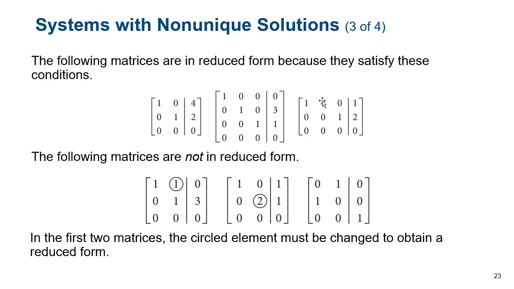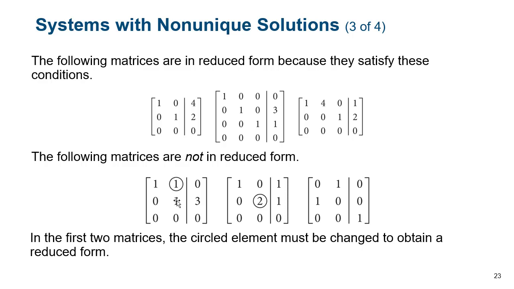Actually, I take that back. This one is reduced because this has to be a 1 and there has to be zeros everywhere else. There is no leading 1 in this, so it doesn't matter what's going on. The next leading 1 is further back from this leading 1. It has zeros above and below, and then any rows with all zeros are at the bottom, so it does match. The following are not reduced because of this, right?